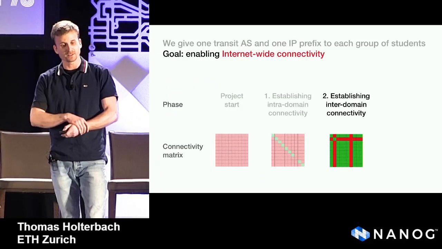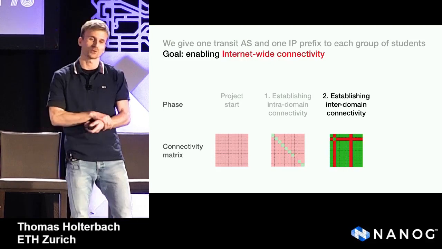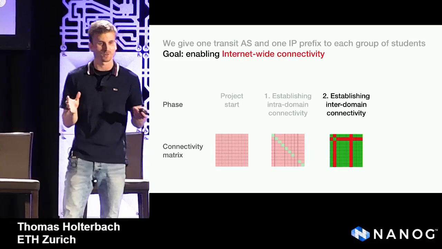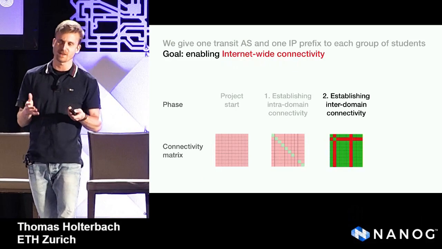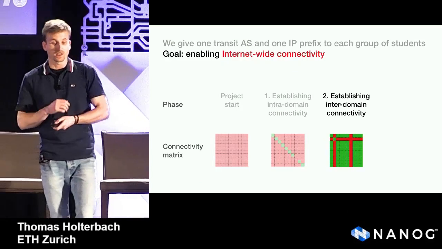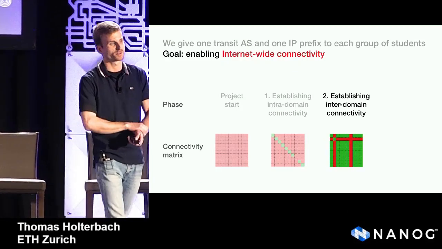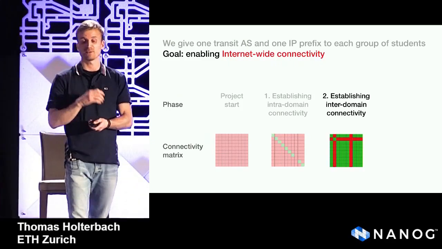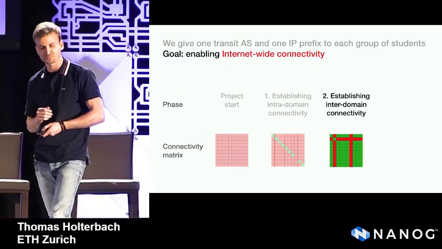And after this event, the matrix should be mostly green, mostly because, of course, there are always some groups that misconfigure BGP, in which case some columns or some rows of the matrix will be red. So again, we can easily pinpoint the problem and help them.